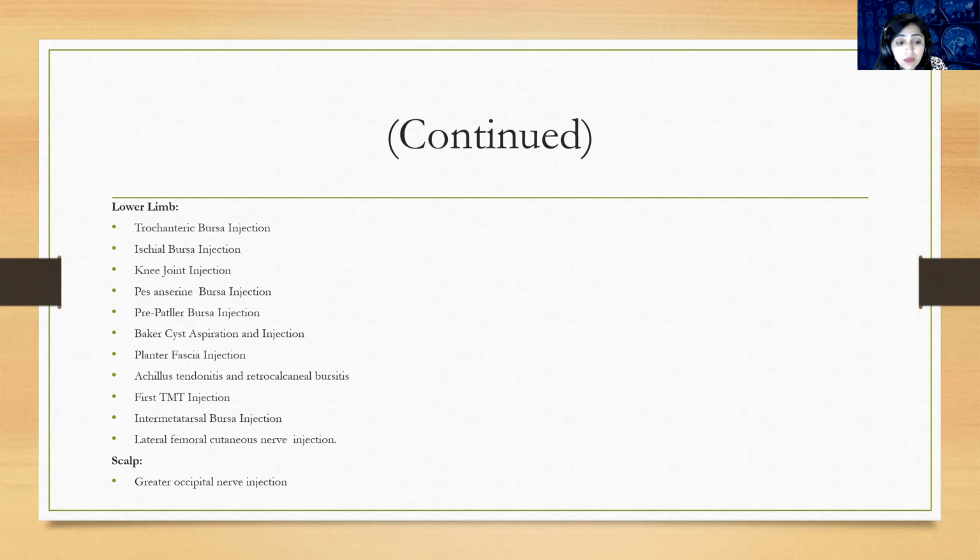And in the scalp, we can do the greater occipital nerve injection as well. As for the greater occipital nerve, the landmark is between the mastoid and the external occipital protuberance. It's two-third and one-third distance, and greater occipital nerve is usually present medial to the occipital artery. So with the ultrasound, we can easily find the occipital artery, and then the nerve is always medial to the artery, so we can inject along the greater occipital nerve, and it's really helpful in some cases of migraine.